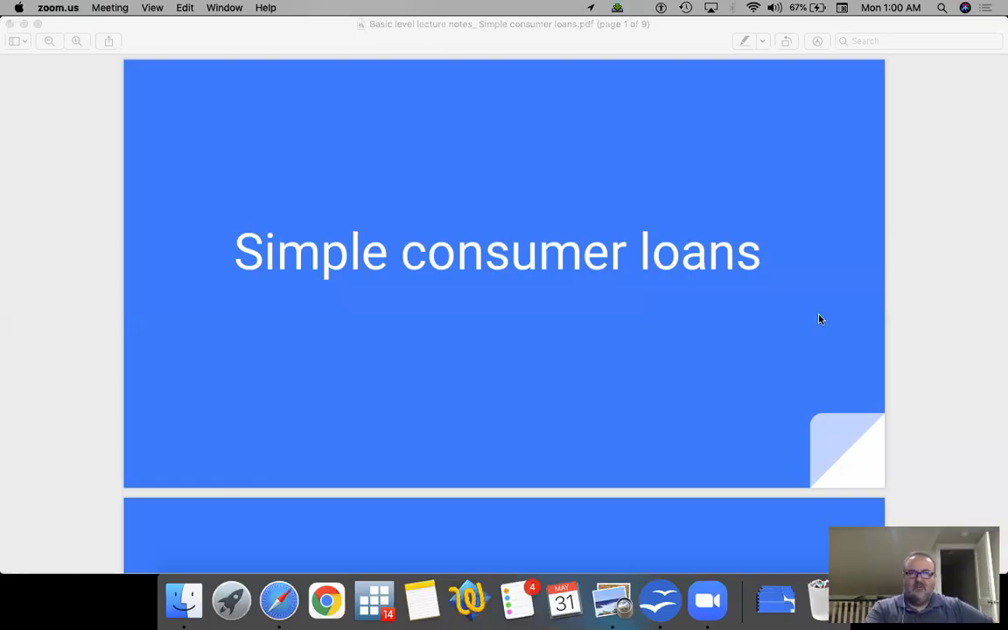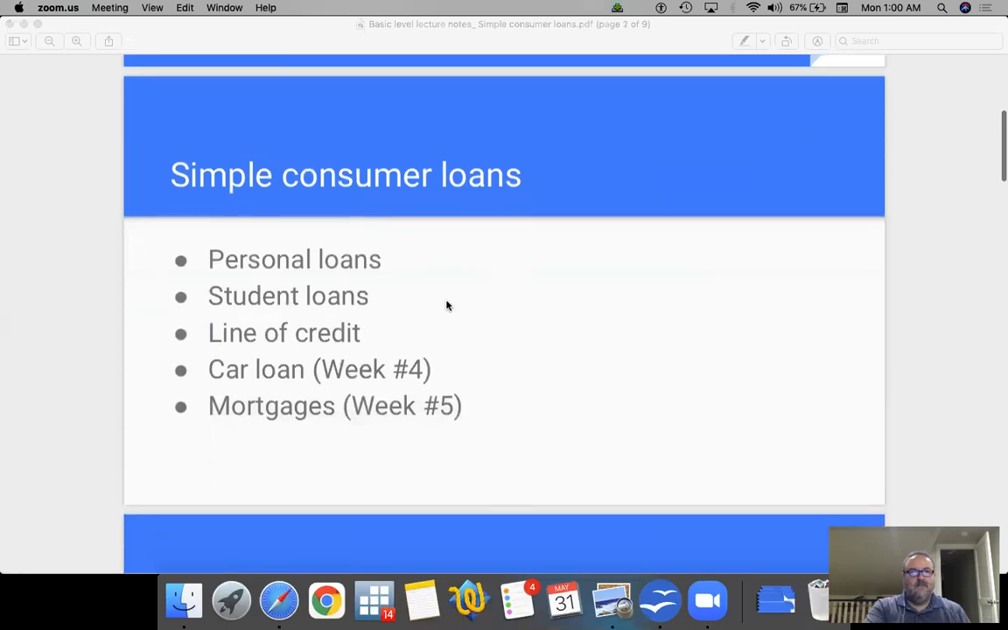So we're talking about simple consumer loans. When we talk about consumer loans, we talk about personal loans, student loans, lines of credit, and car loans, which we're going to talk about in more detail next week, and then mortgages the week after.